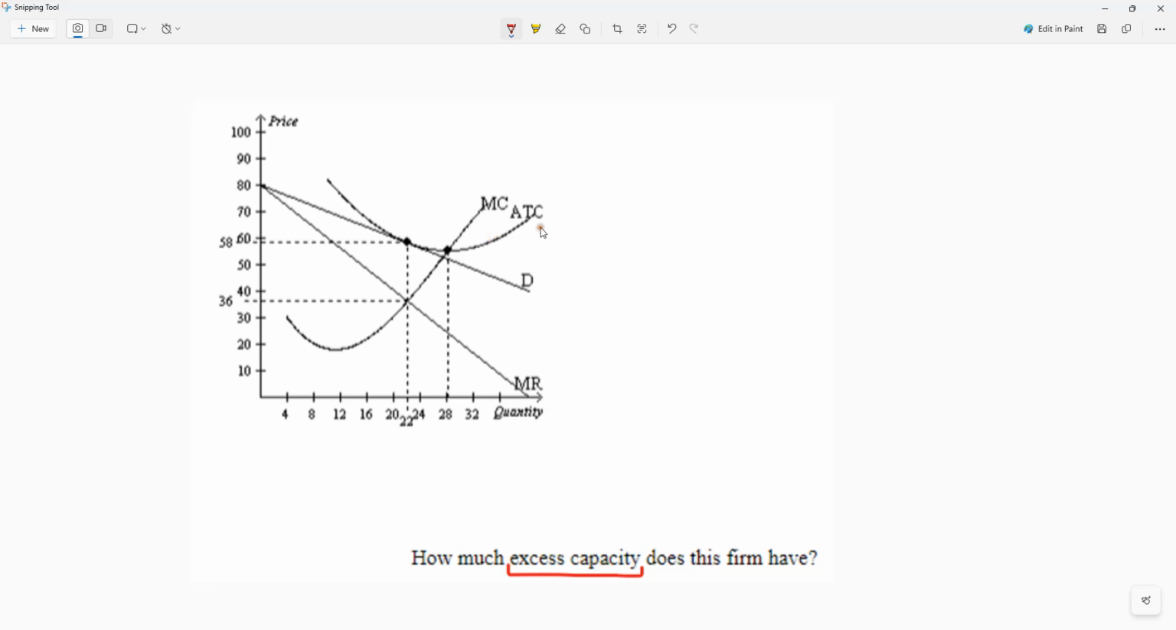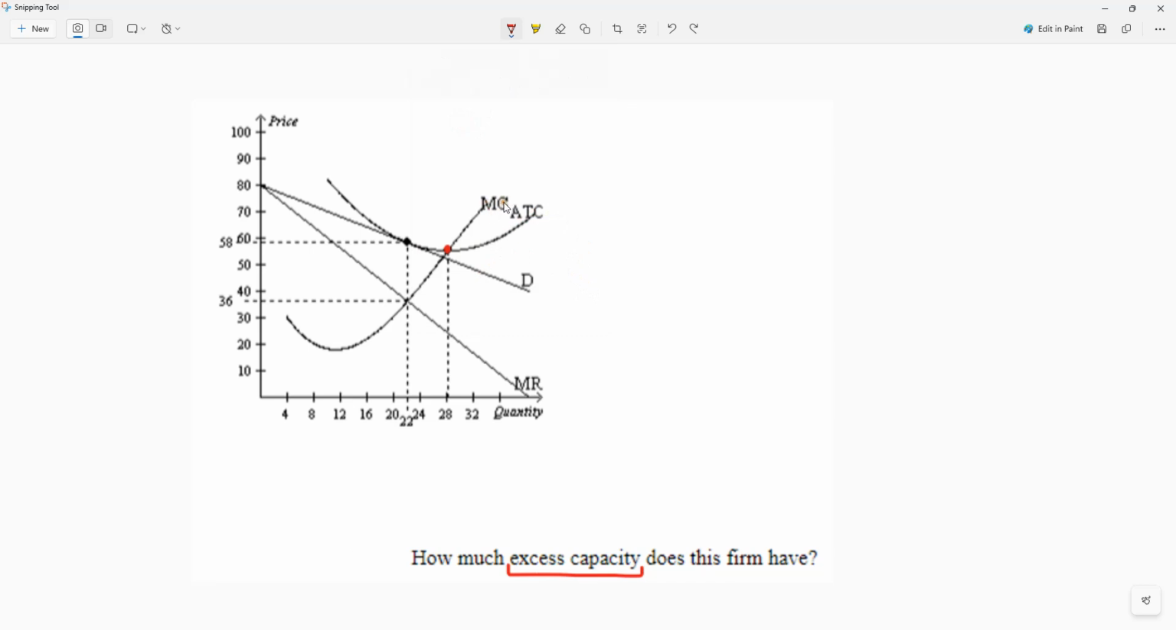The cheapest that they could produce is always going to be where marginal cost equals average total cost. So one thing you can do is just find that spot right there. Another thing you could do is follow average total cost down to its minimum, which is right there. But that also is the point where marginal cost equals average total cost. And the reason has to do with the relationship between marginal cost and average total cost.